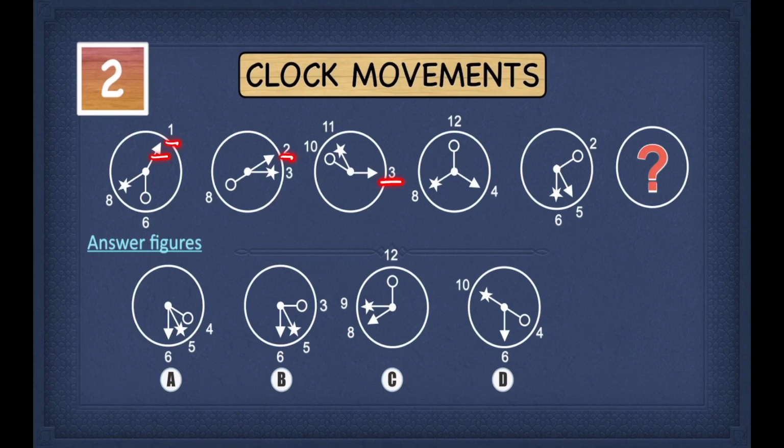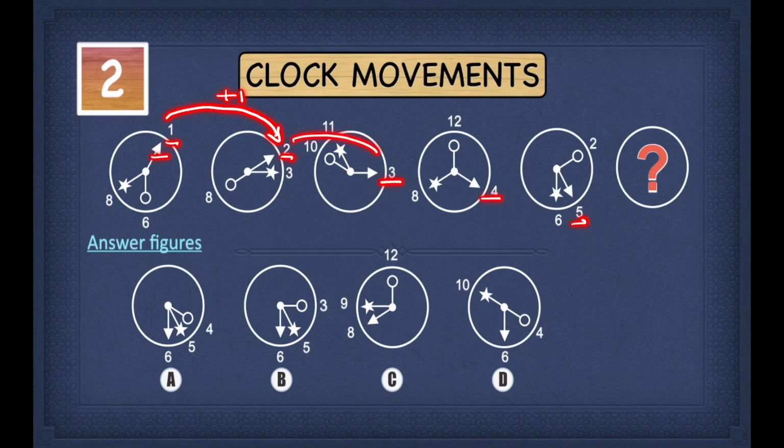In the fourth diagram, it is pointing towards 4. And in the fifth diagram, it is pointing towards 5. Now, we have to have a look at what we have to do to the number on the left to get the number on the right. So we have to add 1 to 1 to get 2.